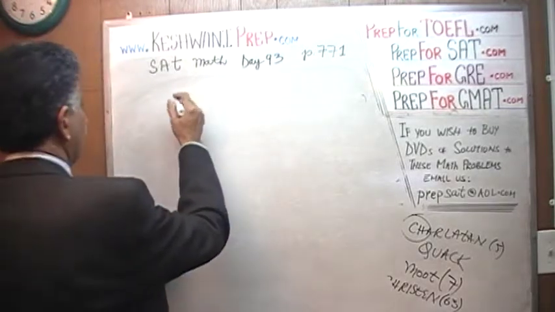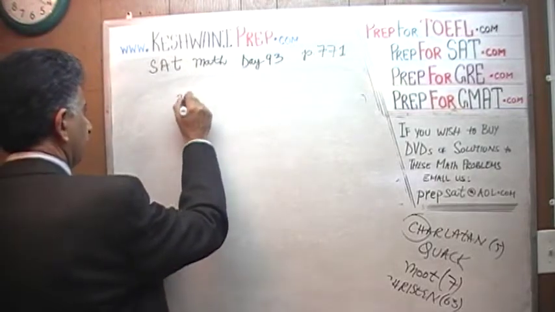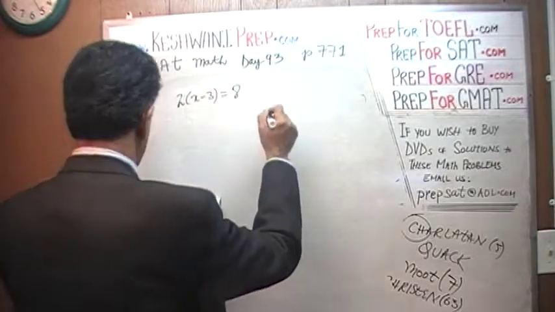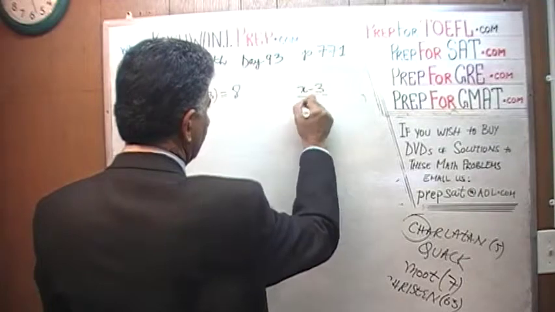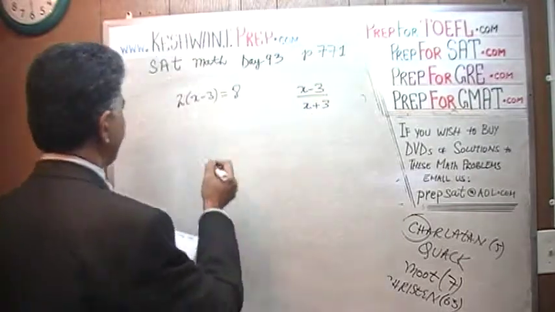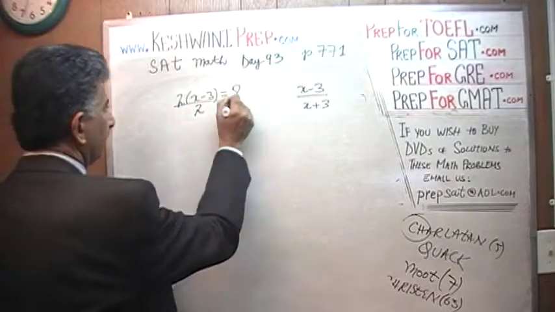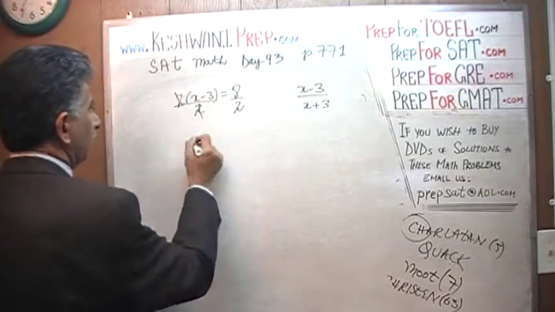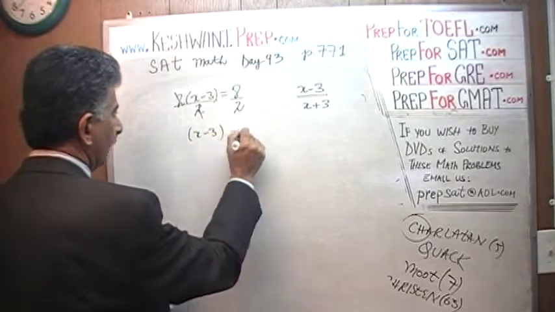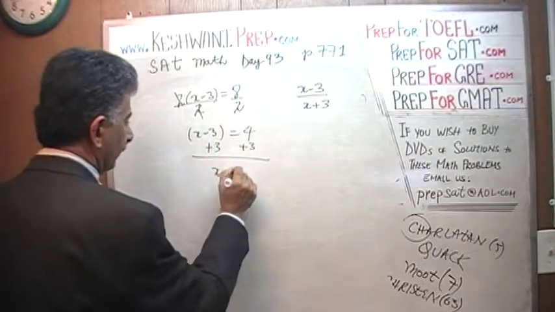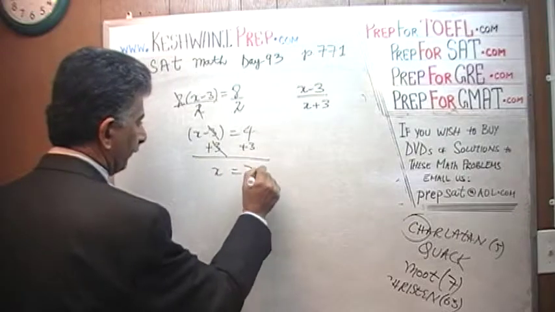And here's the question. We are told that 2 times x minus 3 equals 8. The question is, how much is x minus 3 over x plus 3? Let's find out. We have to figure out the value of x. Let's divide both sides by 2. The 2 drops out, and x minus 3 equals 4. Add 3 to both sides, and we find that x equals 7.